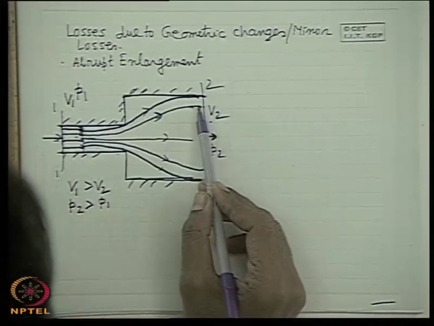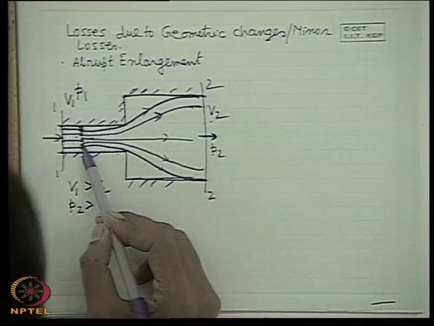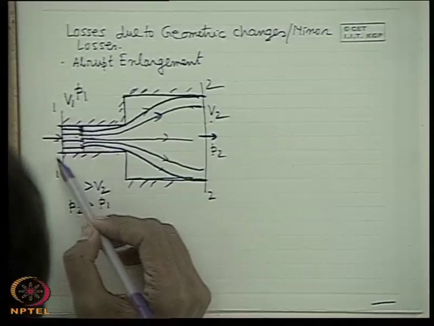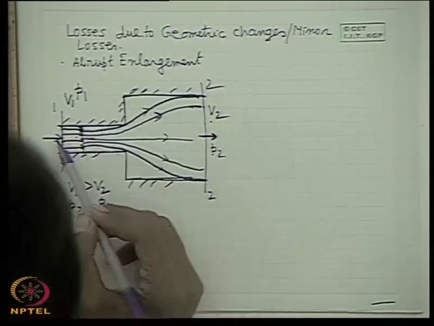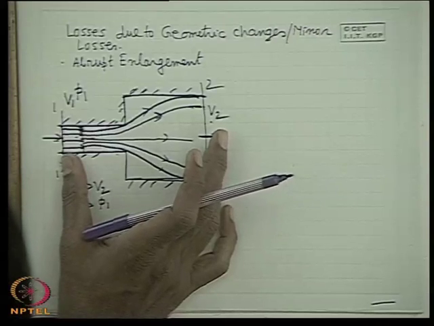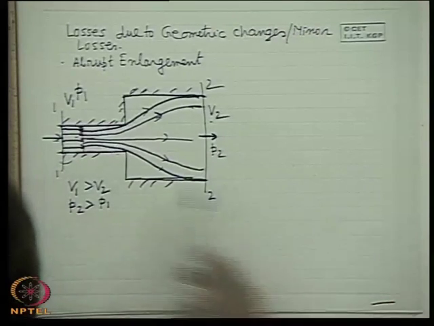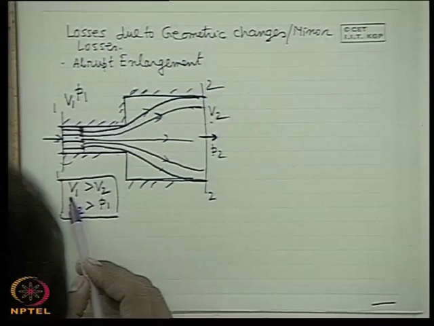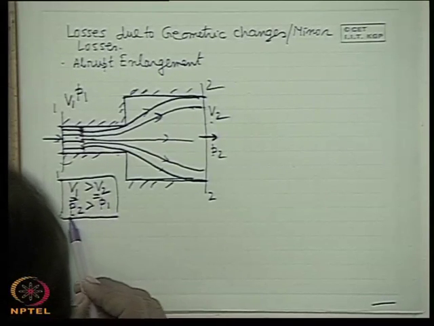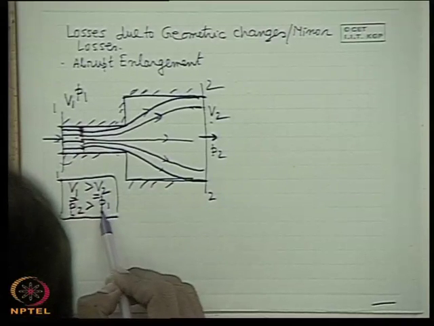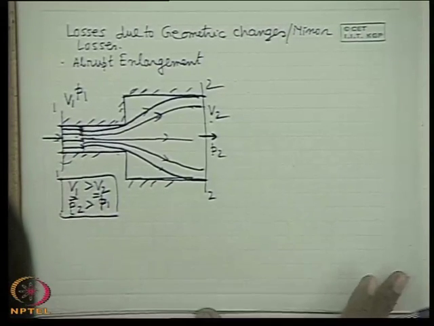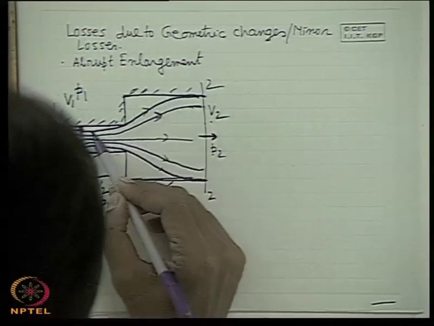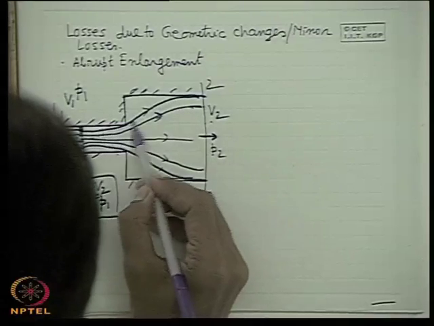But I told you earlier, emphatically, that fluid flows from a higher energy to a lower energy. Fluid may flow from a lower pressure to a higher pressure, but the total energy at section 1-1 is much more than at 2-2, and that difference is lost during the flow. This is the situation: fluid is flowing from section 1 to section 2, where the velocity at section 1 is more than at 2 and the pressure at section 1 is less than at 2.